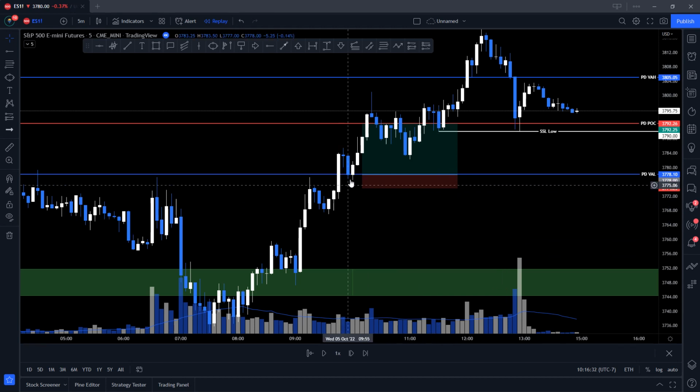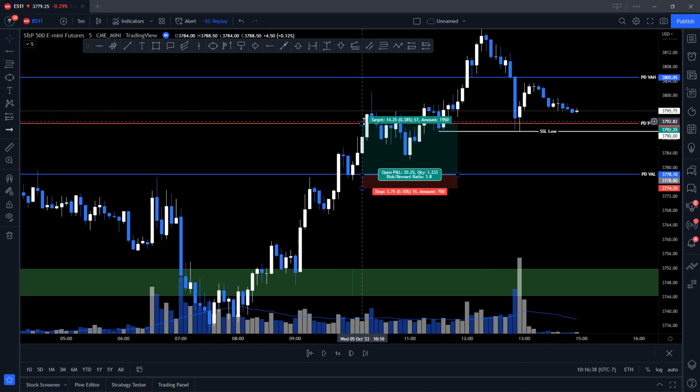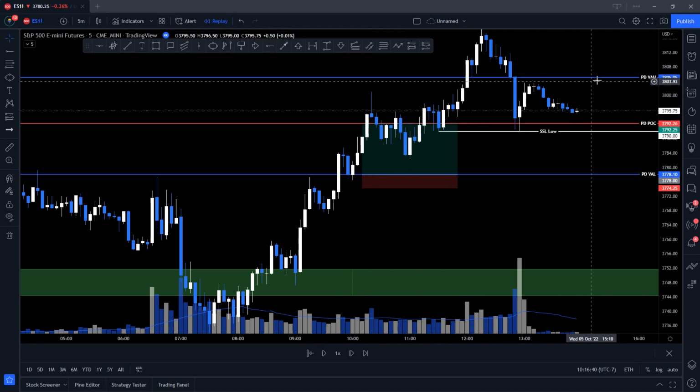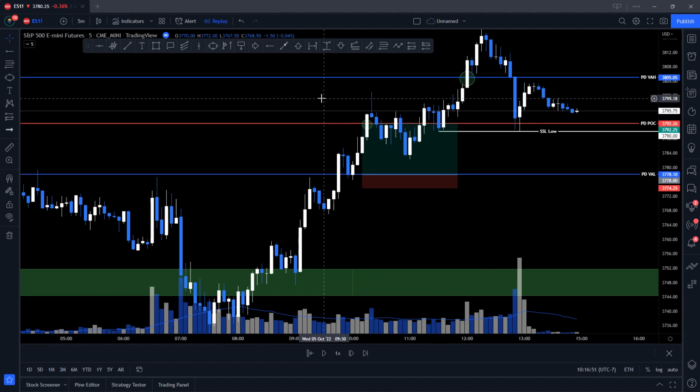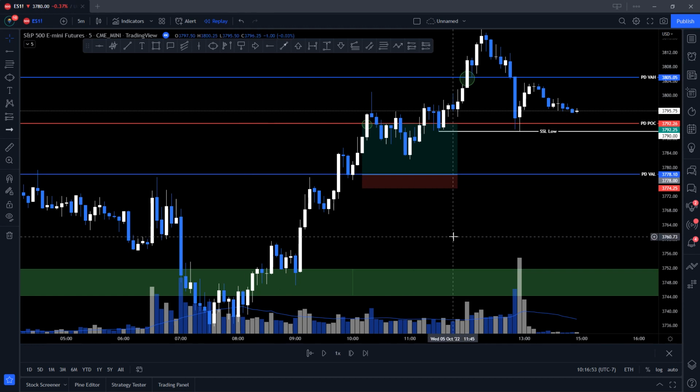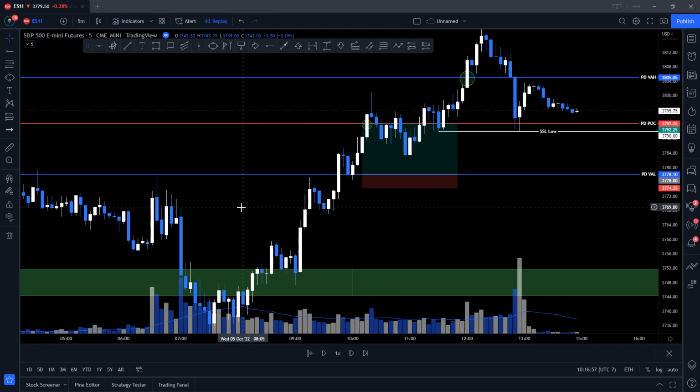So we enter calls here. Our first trim is going to be the previous day POC, and our ultimate profit target is going to be the previous day value area high. So here's our goal, and here's where we're going to take our first profits. There's really not too much to it other than being patient.